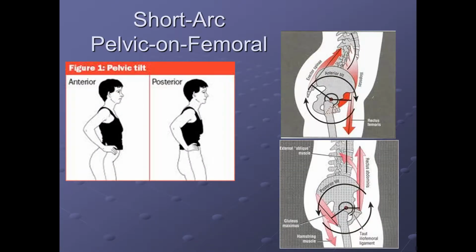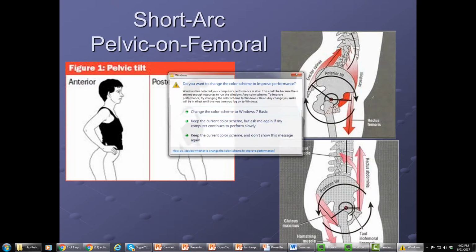All right, here we go. So there's something called a short arc or pelvic on femoral motion. If you imagine yourself standing up and putting your hands right near your ASIS and the posterior side of your pelvis, and then going into anterior pelvic tilt, aka duck butt, or tucking your tush in and going into posterior tilt, and going back and forth, anterior pelvic tilt, posterior pelvic tilt, that is your pelvis moving and your femur is stationary.